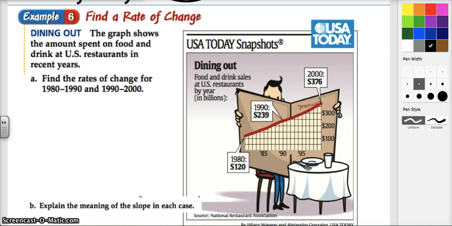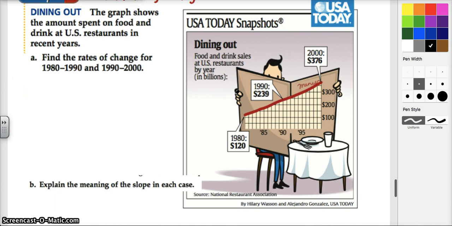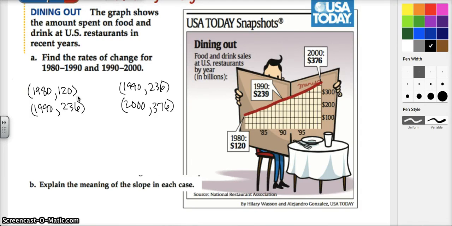Dining out: the graph shows the amount spent on food and drink in U.S. restaurants in recent years, maybe not so recent. Find the rates of change for 1980 to 1990 and for 1990 to the year 2000. The first thing we'll do is represent the data as points: 1980 with $120, 1990 with $236, 2000 with $376. Now we'll find the slope of these points.